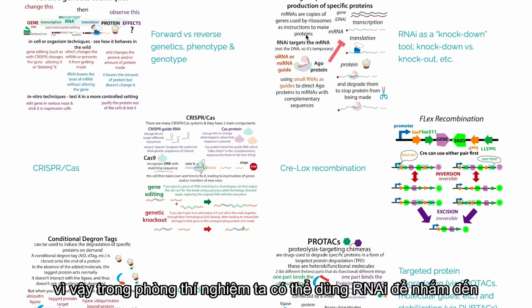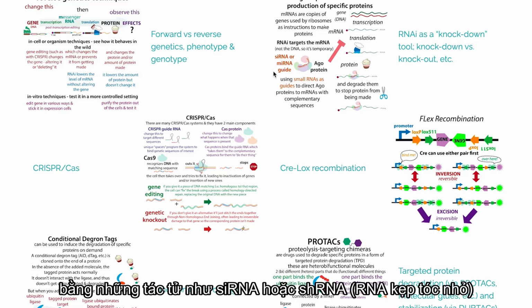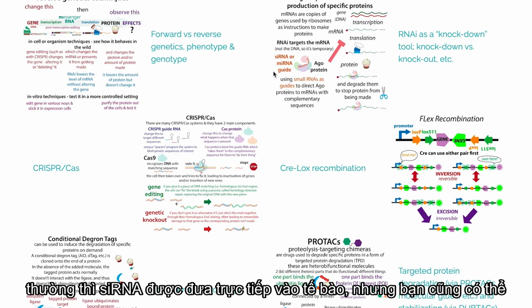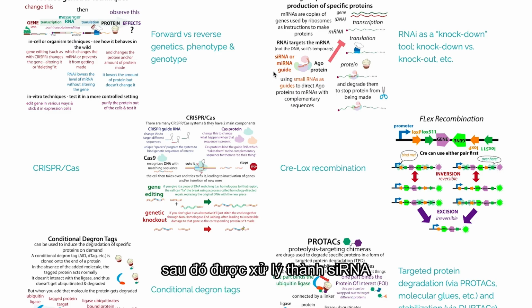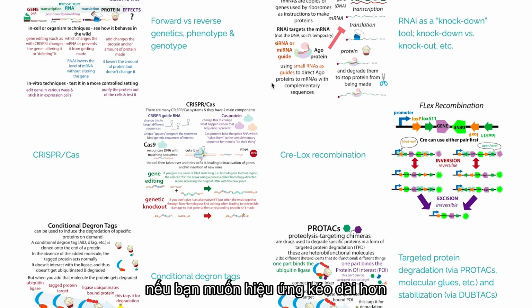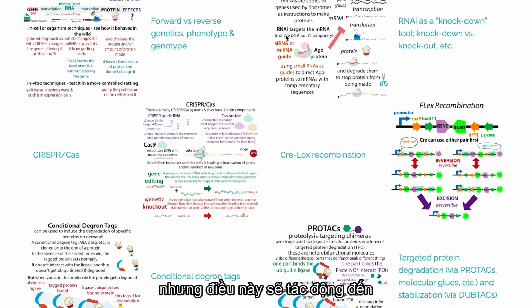And so we can use RNA interference in the lab in order to target and degrade specific messenger RNAs using things like siRNA or small hairpin RNA, so shRNA. Often siRNA is just given to these cells, but you can also have the cells express hairpin RNAs that can then get processed into siRNAs, which get used by the protein, if you want something longer lasting and not have to just keep adding the siRNA. But this is going to be affecting the messenger RNA and not the actual gene.